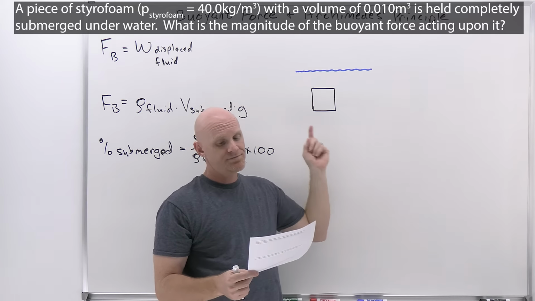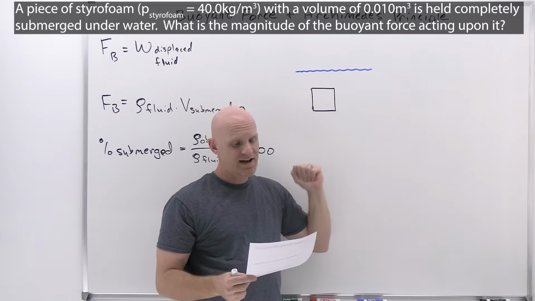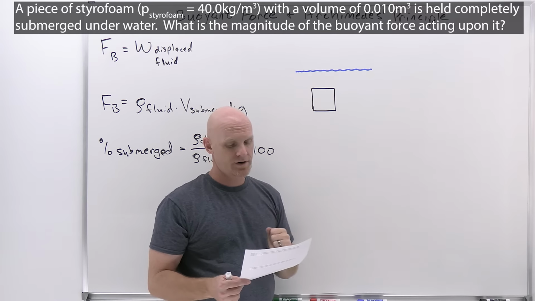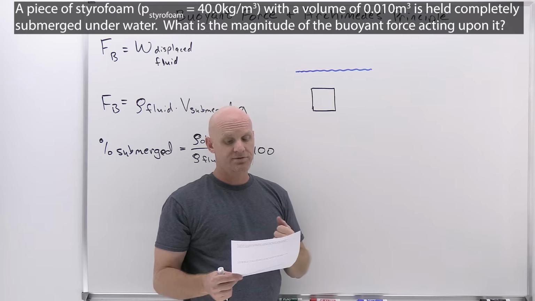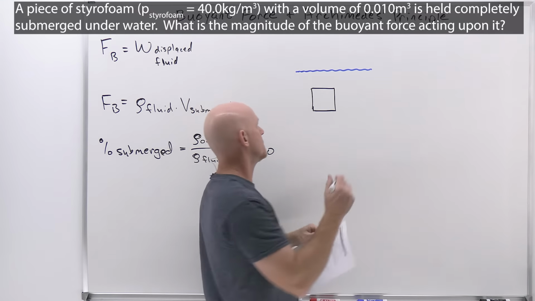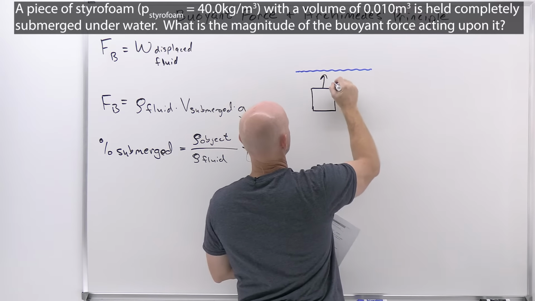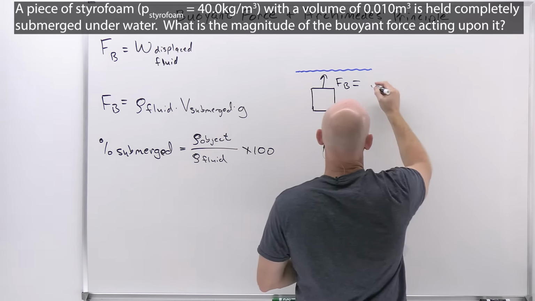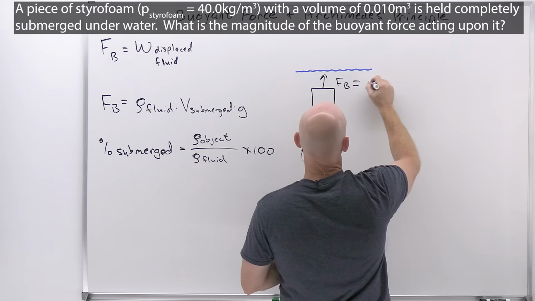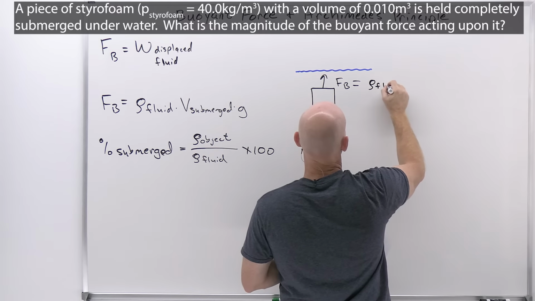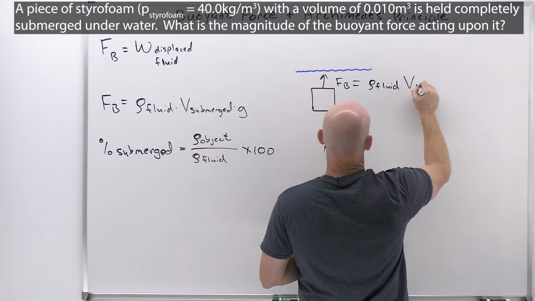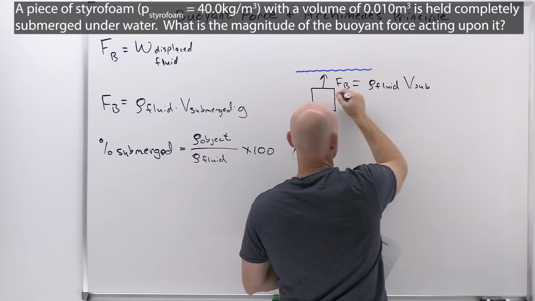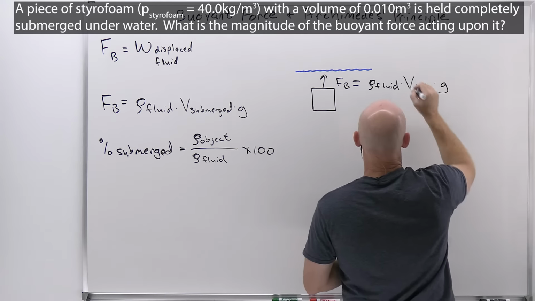All right, first question here says, a piece of styrofoam, density of styrofoam is given as 40.0 kilograms per meter cubed, with a volume of 0.010 meters cubed, is held completely submerged underwater. What is the magnitude of the buoyant force acting upon it? So we just want to calculate that upward force known as the buoyant force. We've got a lovely formula for it. Keep in mind, again, it's equal to the weight of displaced fluid, which is going to equal the density of the fluid times the volume that is submerged, which is the entire object in this case, and then times gravity.